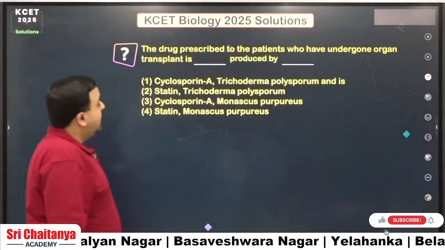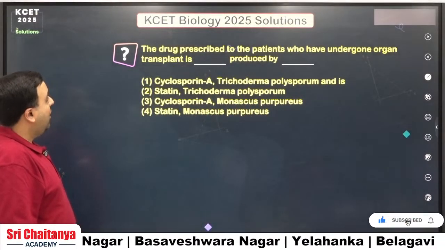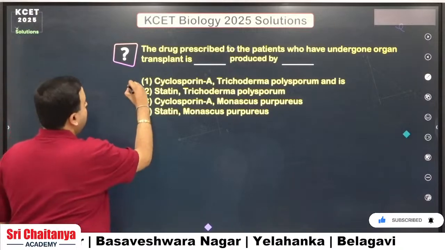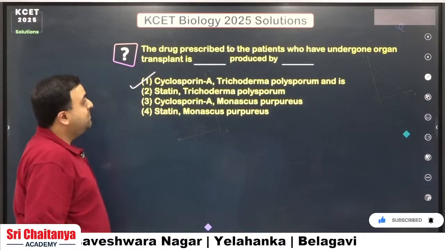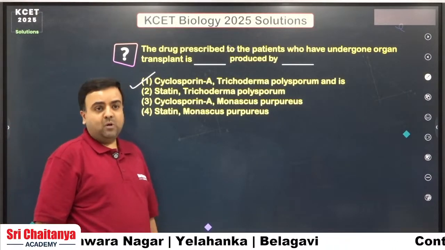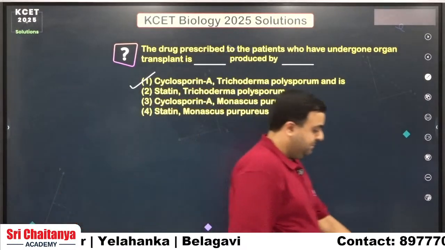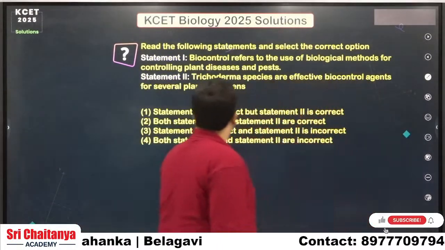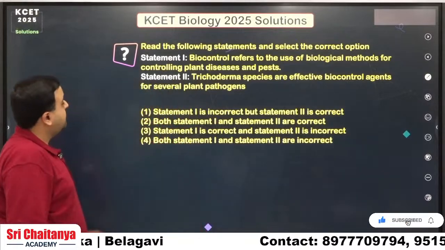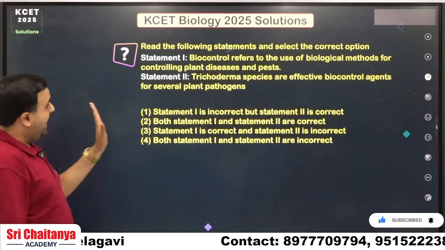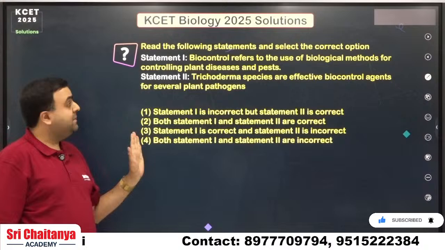Next, the drug prescribed to the patient who has undergone organ transplant is cyclosporin A and is produced by the fungi Trichoderma polysporum. This is a direct question from the Microbes in Human Welfare chapter. Next, the following statement, again another question from the Microbes chapter.